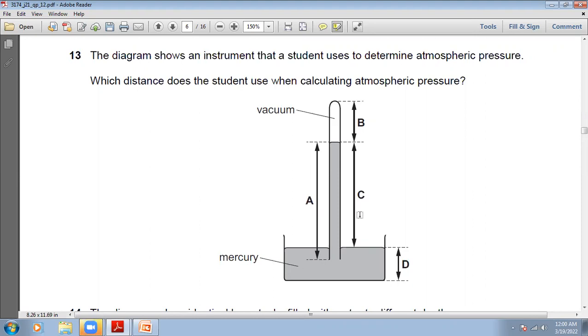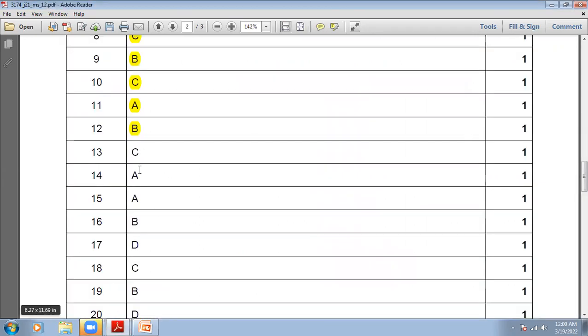So from the level of the mercury in the tray to the level of the mercury in the tube, that is height C. So which height corresponds with the atmospheric pressure in the barometer? That is C. So question number 13, we think C is the right option, sir. Question number 13, C is the right option.